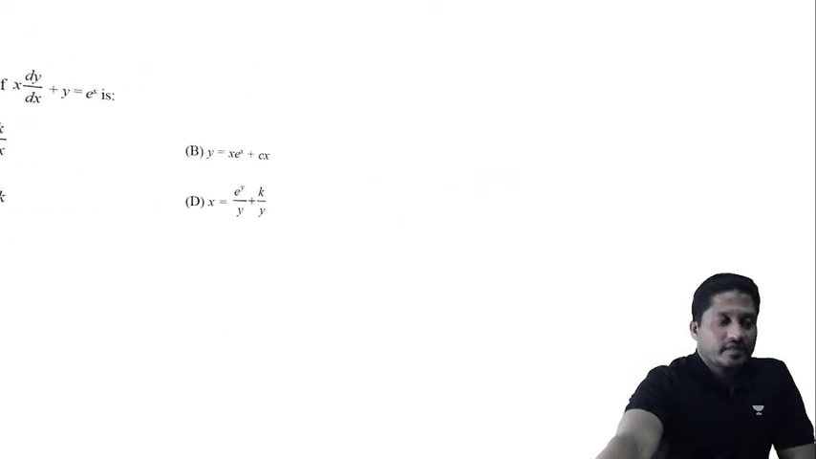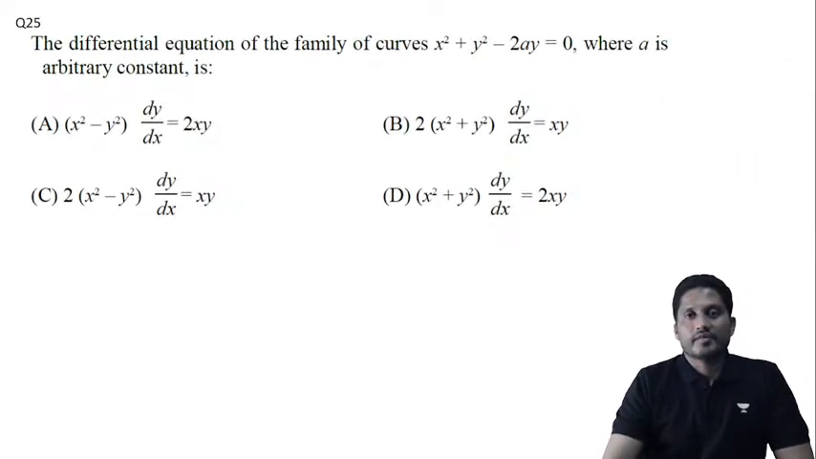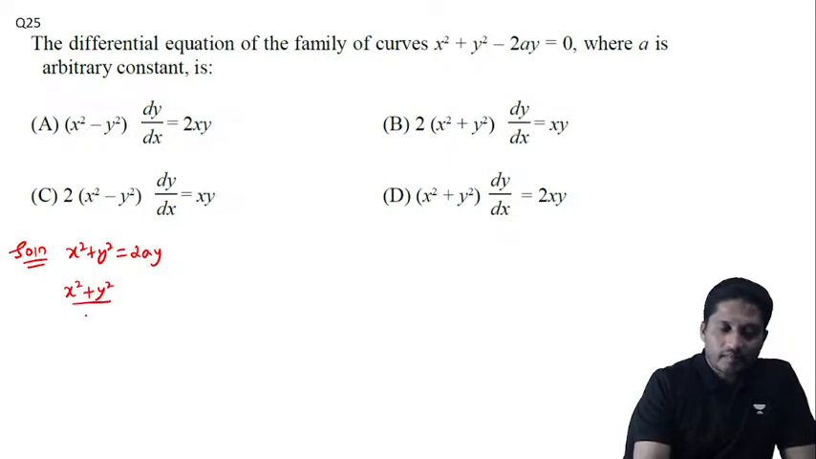Alright, question number 25. The differential equation of the family of curves where A is an arbitrary constant is. Alright, it's a question based on elimination of arbitrary constants. I can write x square plus y square is equal to 2ay, right? This is x square plus y square upon y is equal to 2a.